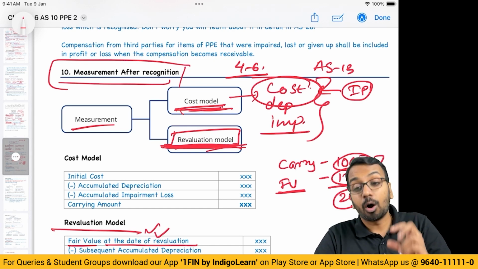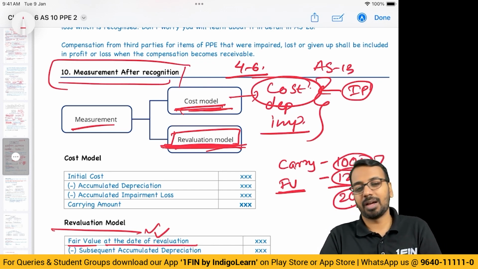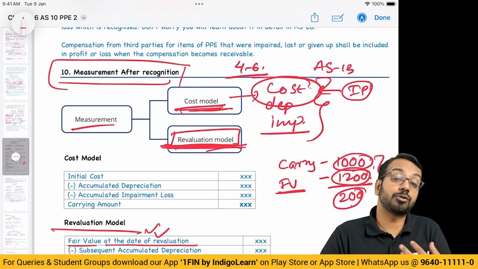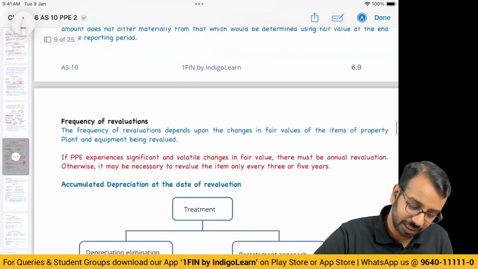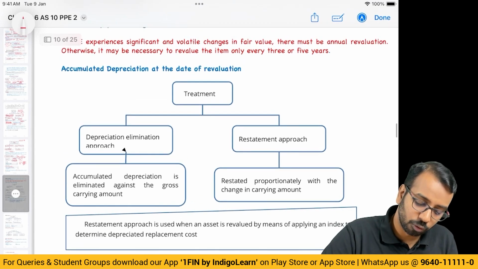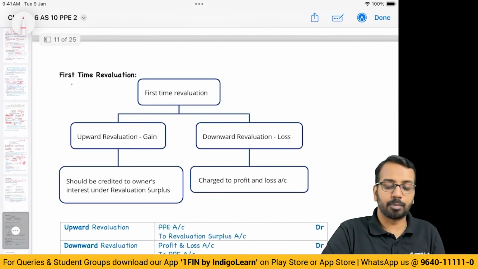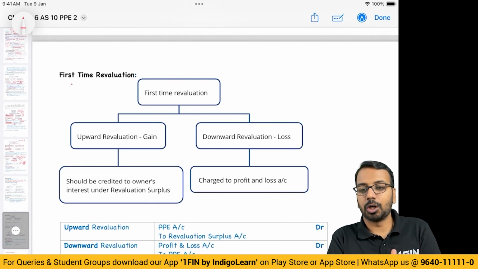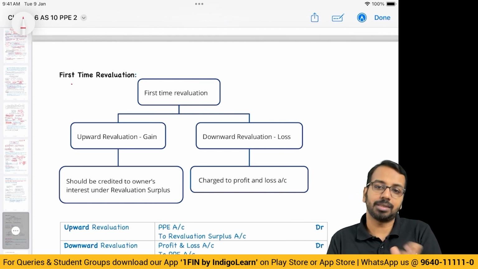Okay. How frequently should we do the revaluation? Once in 3 years, once in 5 years. If the asset value is fluctuating significantly, you can do it every year as well. Now the key here is how to do the accounting. First we'll see how we do the accounting based on the revaluation, upward and downward. Then we will see how to actually pass the entries.